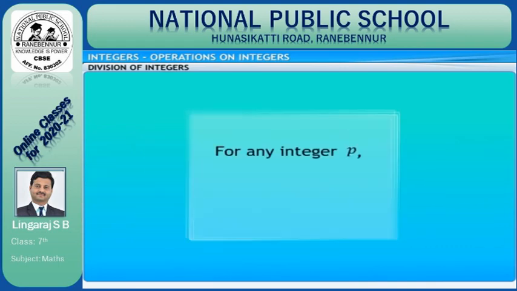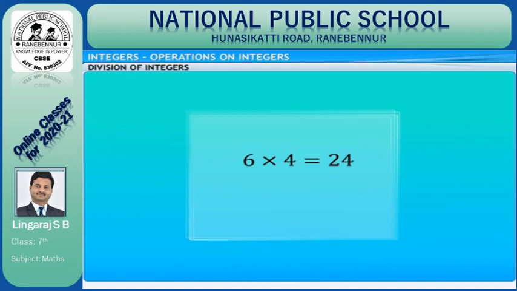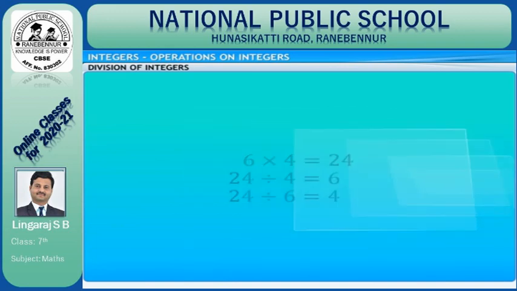Also remember that for any integer, p divided by 0 is not defined, and 0 divided by p is equal to 0, where p is not equal to 0. Let me also show you another interesting result. Take a look at the multiplication of two integers, 6 and 4. The product is 24. Now, you get 6 by dividing 24 by 4, and 4 by dividing 24 by 6. So, you get two division statements for each multiplication statement of whole numbers.